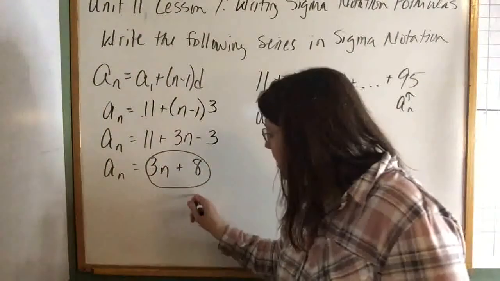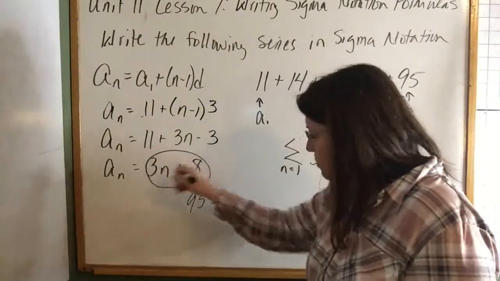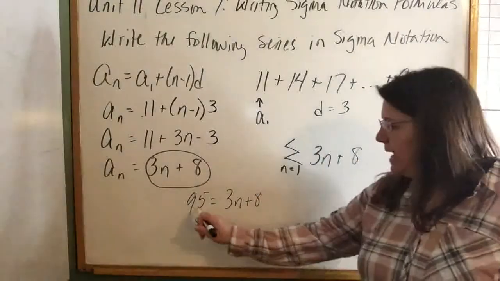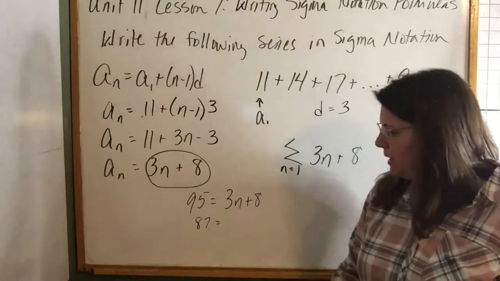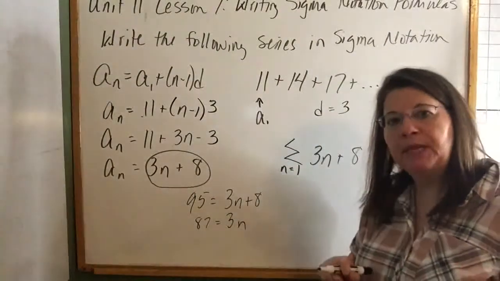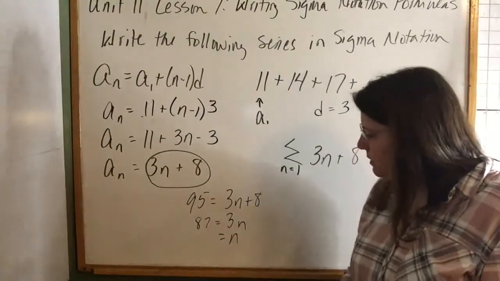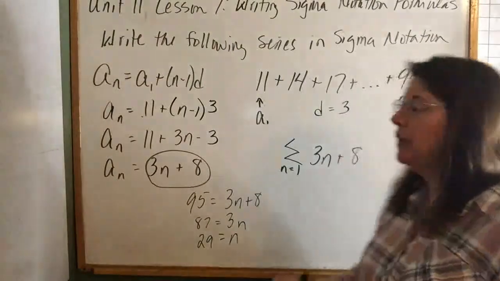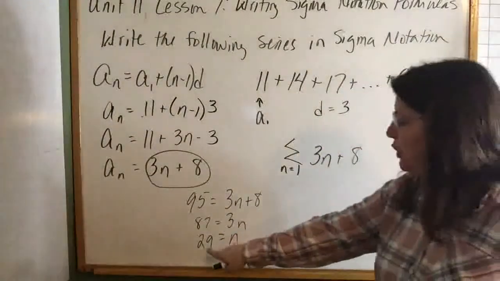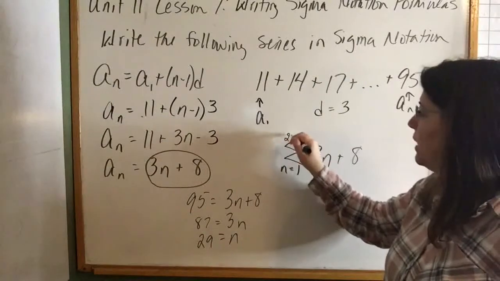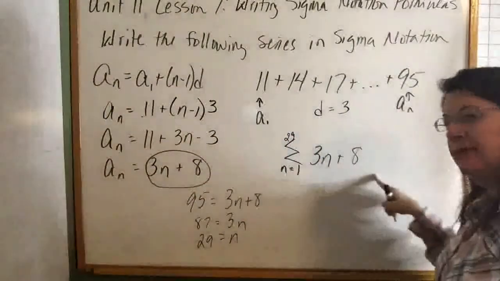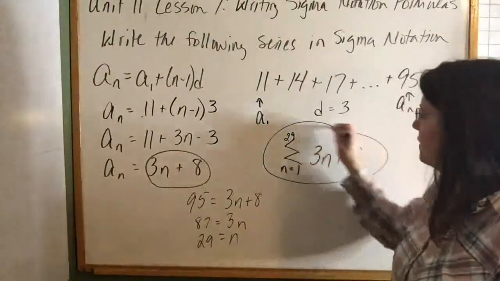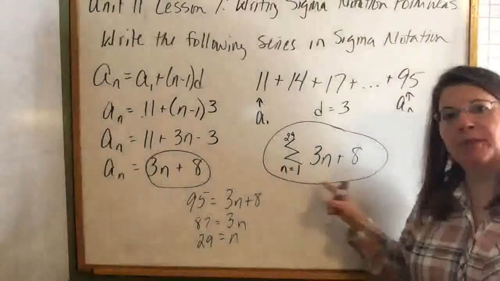If I set a sub n equals 95 equal to my formula, 3n plus 8, won't that give me the term number? 95 minus 8 is 87. That gives me 3n. And then if I divide by 3, n is equal to 29. So 95 is the 29th term, or it's what we get when we plug 29 into my nth term formula. So we have now written this series as a sigma notation problem.